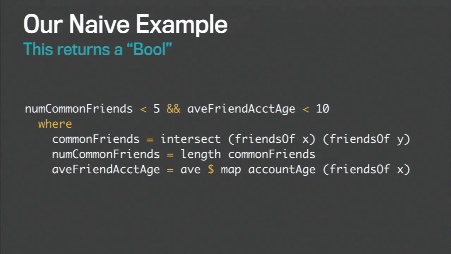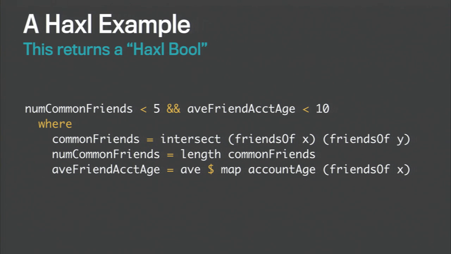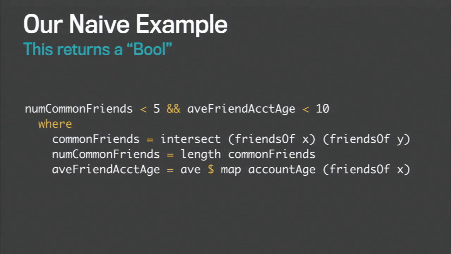So anyway, go back to our naive example. This is a totally fake rule that combines a bunch of the things we've seen before. How many friends do I have? Is the number of common friends less than 5? And if the average account age is less than 10, then something shady is happening. Sure, why not? And here are some helper functions to get us there. Here's the Haxl version of this exact rule. Did you see it? Who saw it? All right, so here we go.